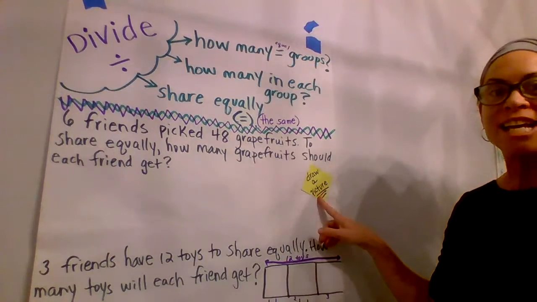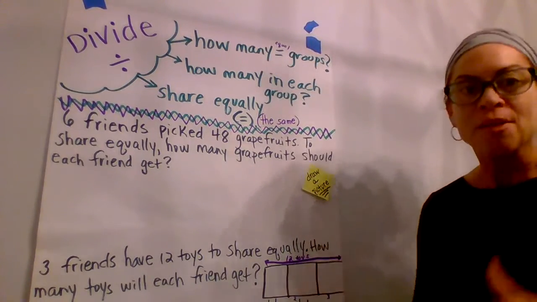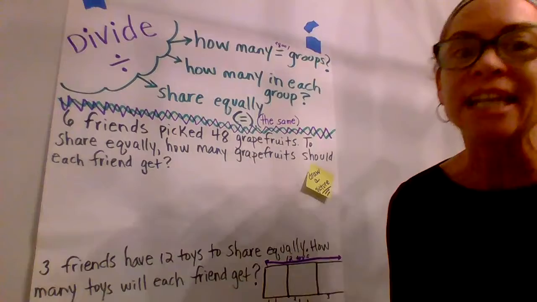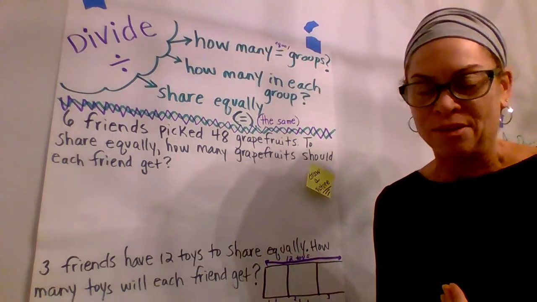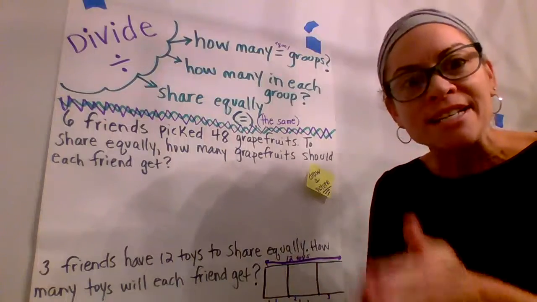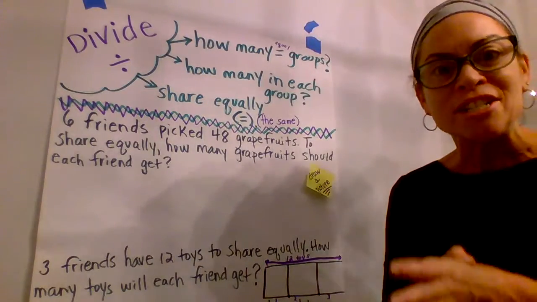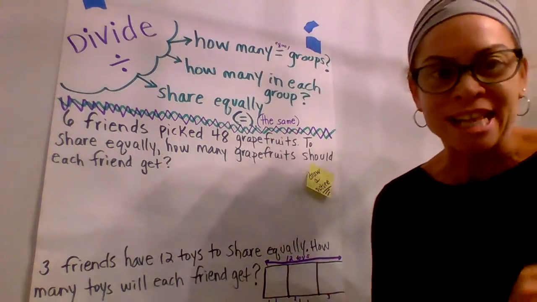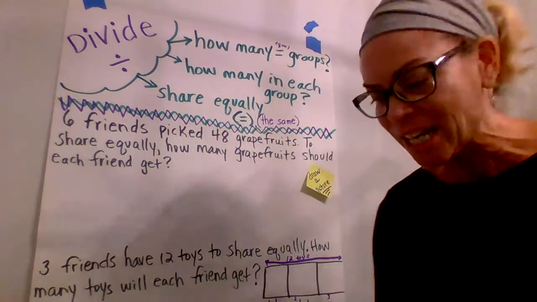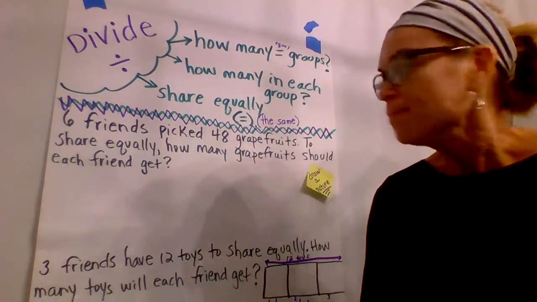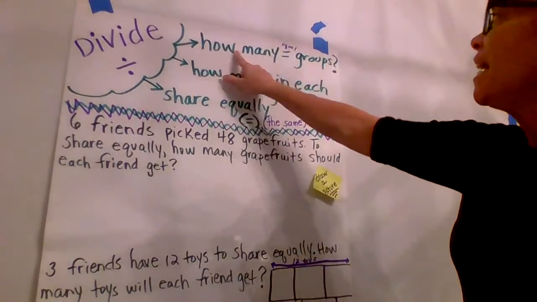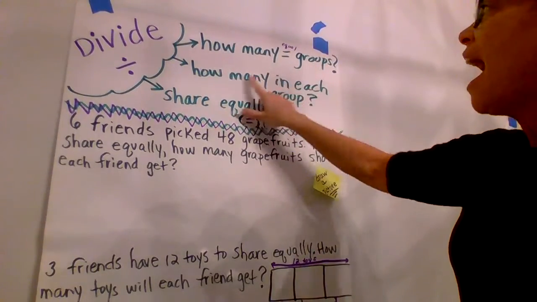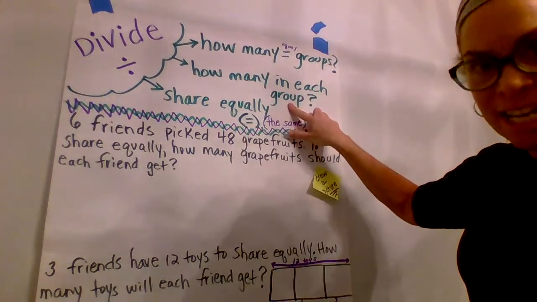My big thing is draw a picture. The more I write and label and draw, I know I'm going to get the right answer. Because the more that you write down and the more strategies you use, you are going to get the answer correct. All right, so let's look at number 1. Let's look at our word problem. We're going to make how many groups and find out how many in each group.